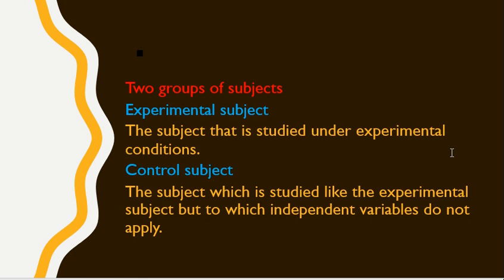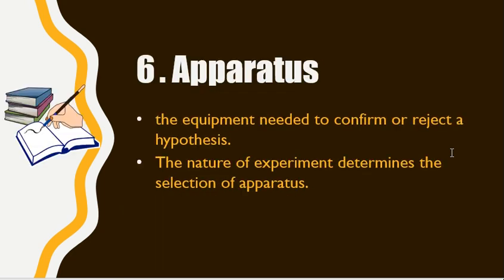Now coming to the next stage, defining apparatus. The equipment needed to confirm or reject a hypothesis is known as apparatus. The nature of the experiment determines the selection of apparatus. Which apparatus is going to be used depends upon the nature of the experiment. Either a psychological test is required, or some sort of experimental apparatus is required, and so on.